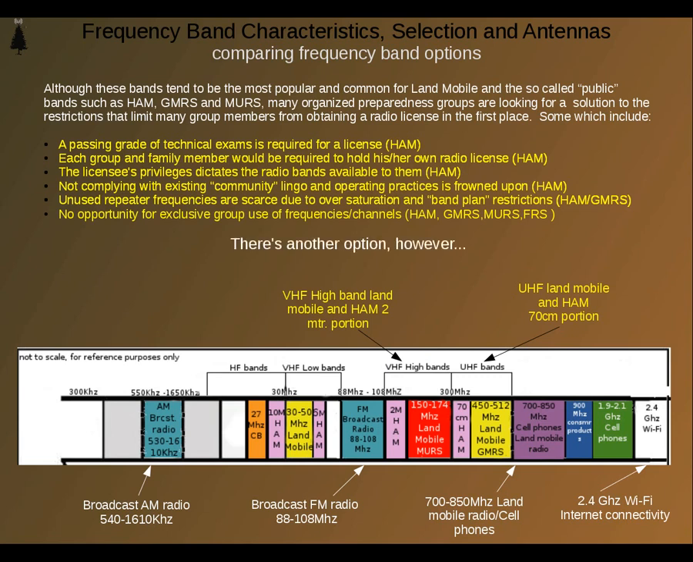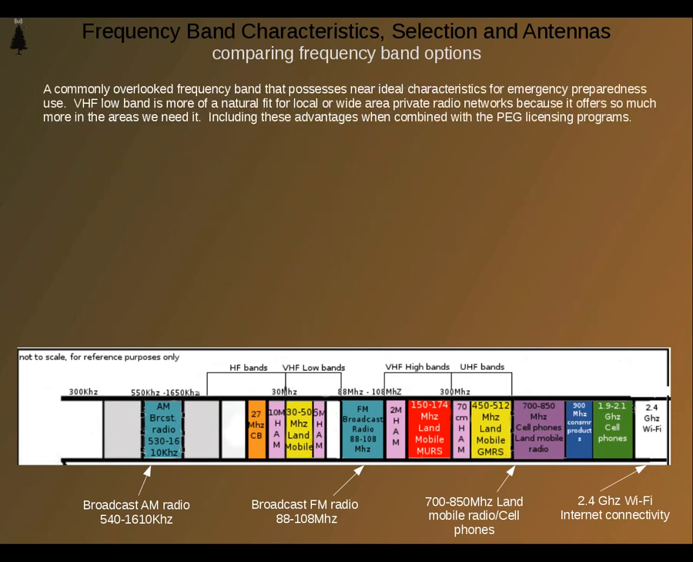There is another option, however. A commonly overlooked frequency band that possesses near ideal characteristics for emergency preparedness use. VHF low band is more of a natural fit for local and wide area private radio networks because it offers so much more in the areas we need it, including these advantages when combined with the PEG radio licensing programs.